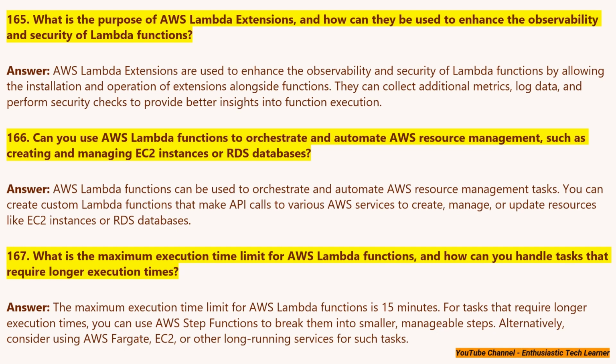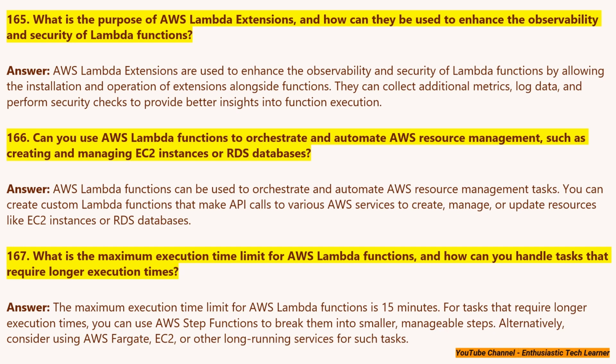Can you use AWS Lambda functions to orchestrate and automate AWS resource management, such as creating and managing EC2 instances or RDS databases? AWS Lambda functions can be used to orchestrate and automate AWS resource management tasks. You can create custom Lambda functions that make API calls to various AWS services to create, manage, or update resources like EC2 instances or RDS databases.